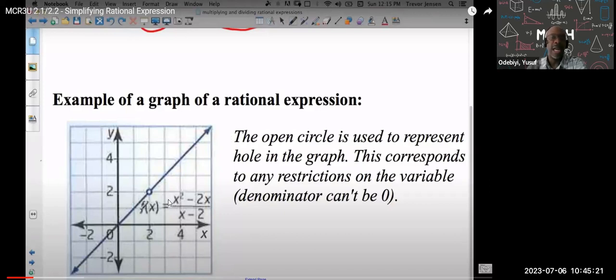But anyways, here is a rational expression, like what we said. I know sometimes there's issues with PCs. I get it. There's been issues with mine too.